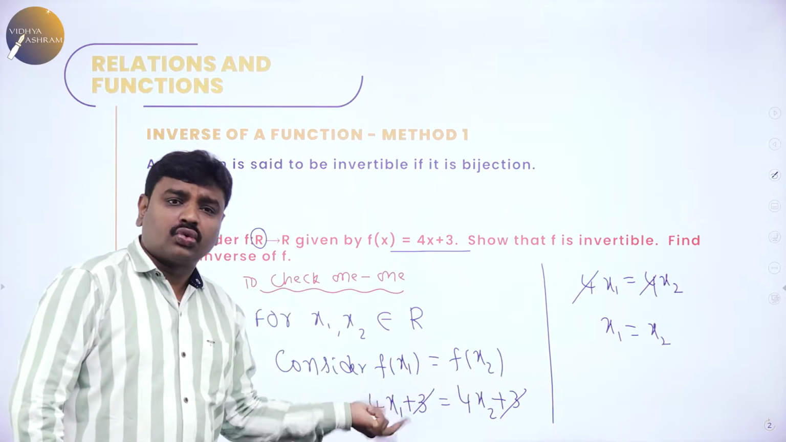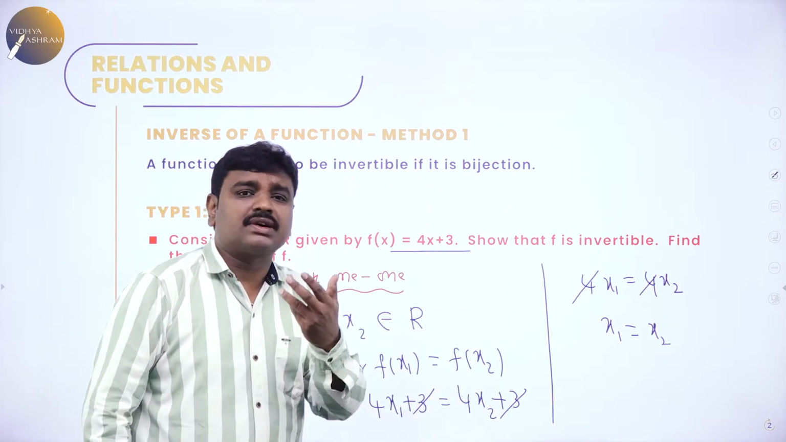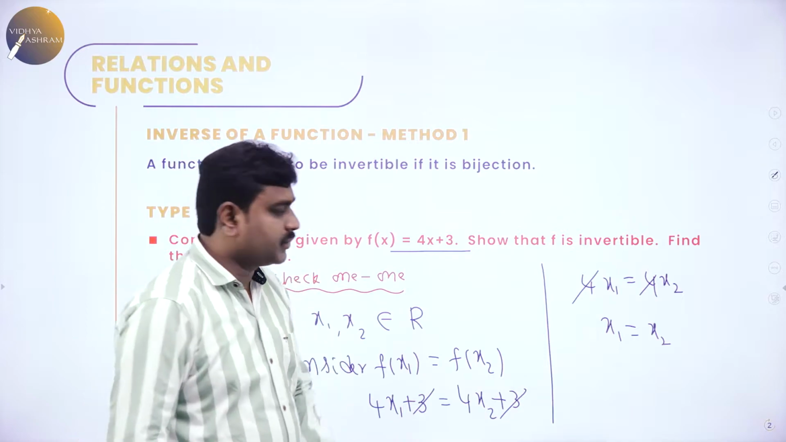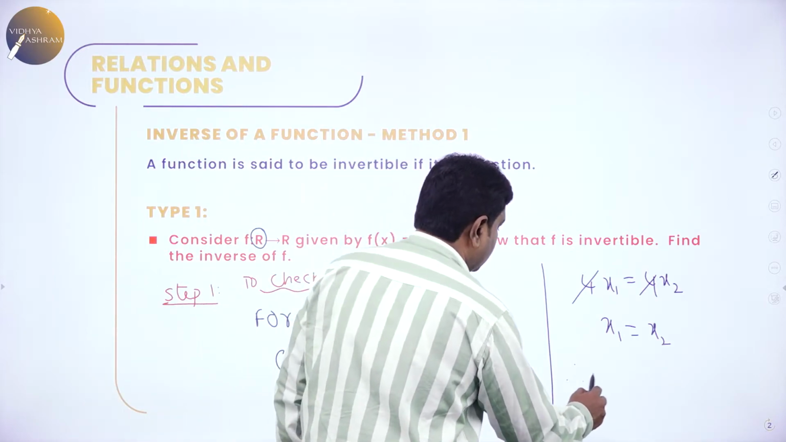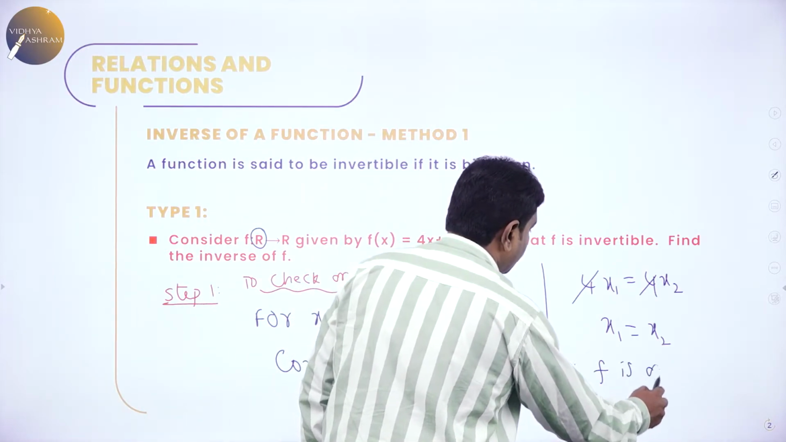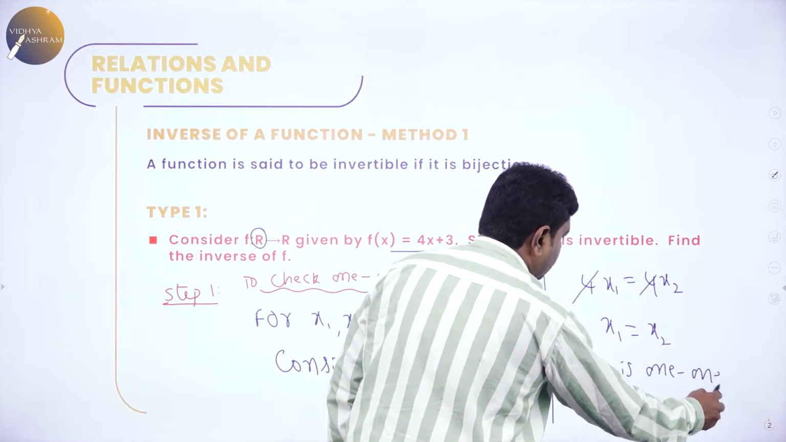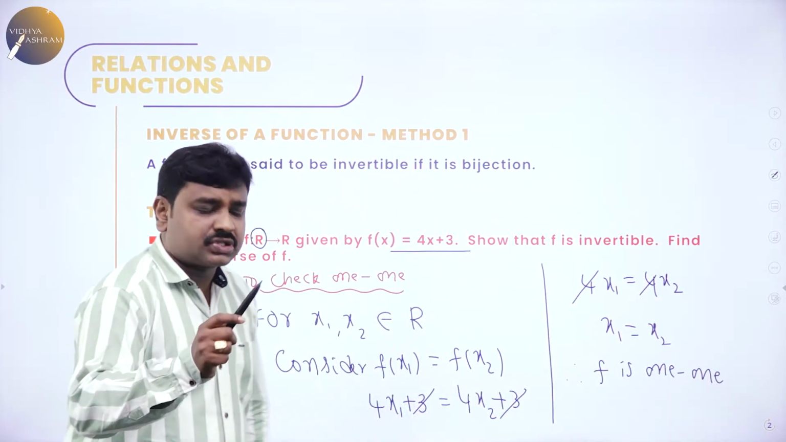We started with f of x1 equal to f of x2, and we arrived at x1 equal to x2. It means first we said two elements have the same image. Finally we got both are the same element. Now therefore f is one-one. I proved the function is what? One-one. Any doubts?